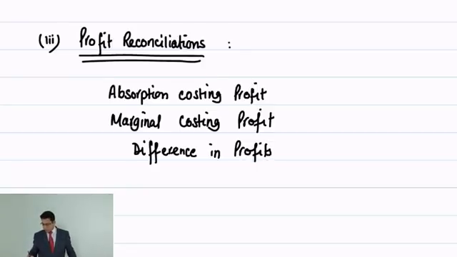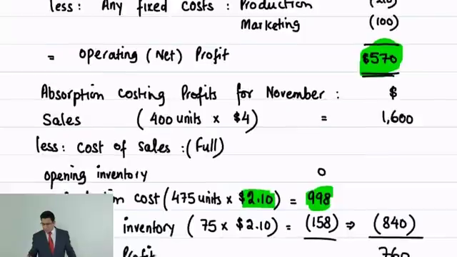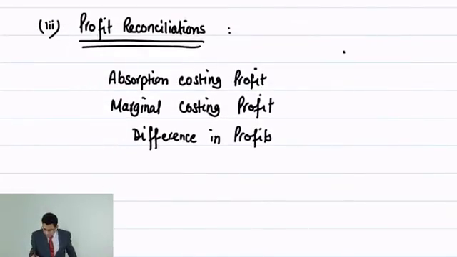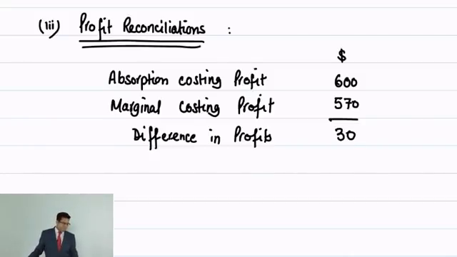Okay, absorption costing profit was 600 and marginal was 570. So here there is a difference in profits of $30. Okay, there is a difference in profits of $30, and we are aiming to reconcile this difference in profits. Remember, how did we do it? The profit difference is only due to one reason, which is the fixed overhead production cost.